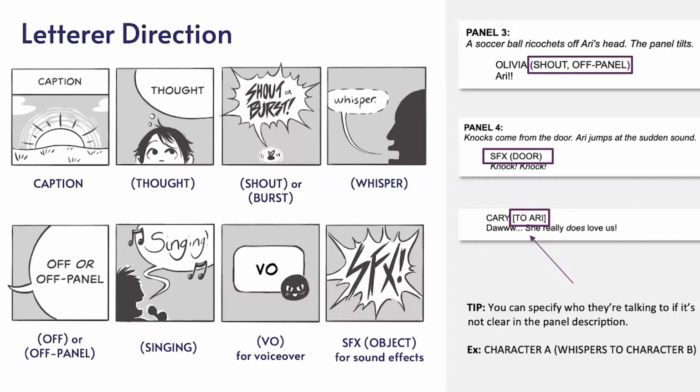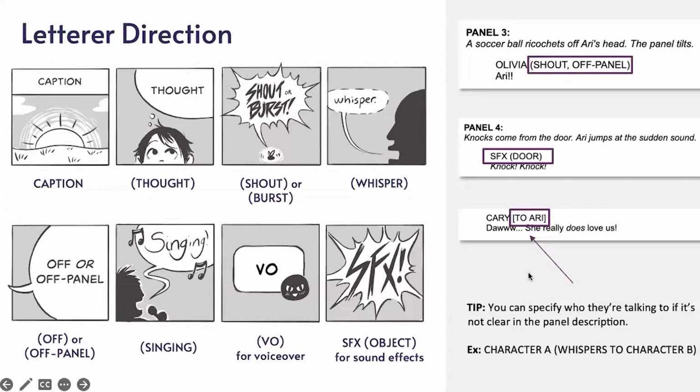So let's say you have 3 people in a scene, and in your description, it's not clear that one of them is speaking to another person. You could say something like, character A, or in this case, Carrie, to Ari. You could also do things like, Carrie whispers to Ari, just to make it very, very clear for your editor who this character is talking to if there's a lot of people in a group.